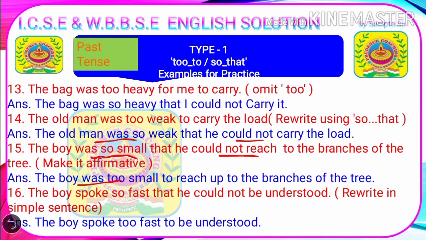Number 16. The boy spoke so fast that he could not be understood. Rewrite using simple sentence. The answer is: the boy spoke too fast to be understood. So while we are using TOO to TO2, we are writing the answer finally in simple sentence. So the answer is: the boy spoke too fast to be understood.